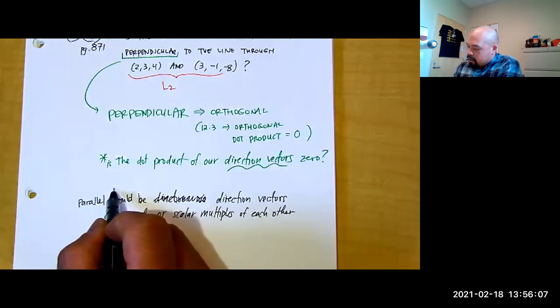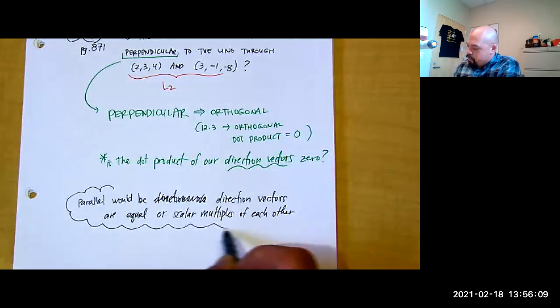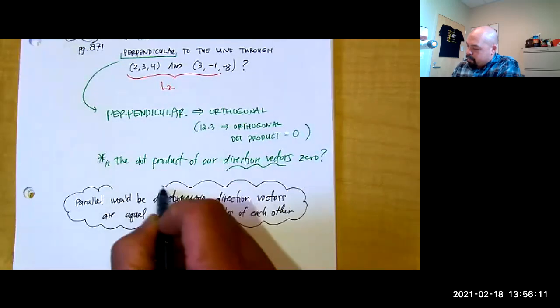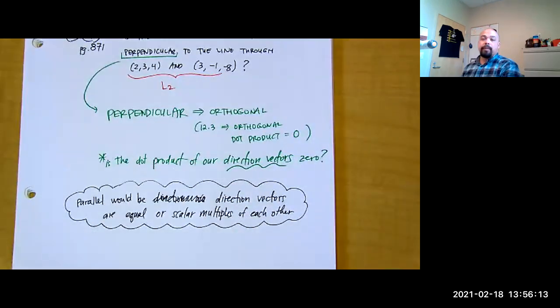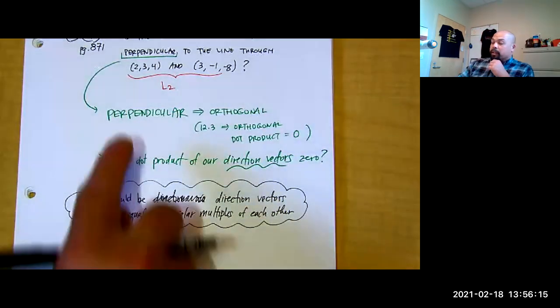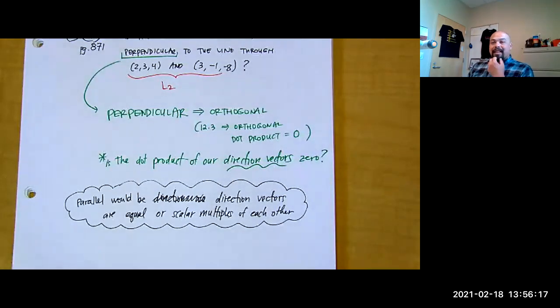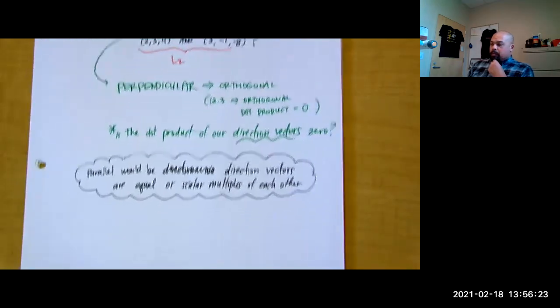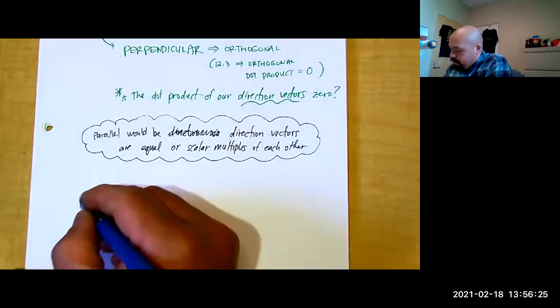Okay, so that's just a little aside. We'll have a third option in just a moment. But we're focused on perpendicular, right? That the dot product of our direction vectors is going to be 0. All right, so here we go. Let's look at this information.